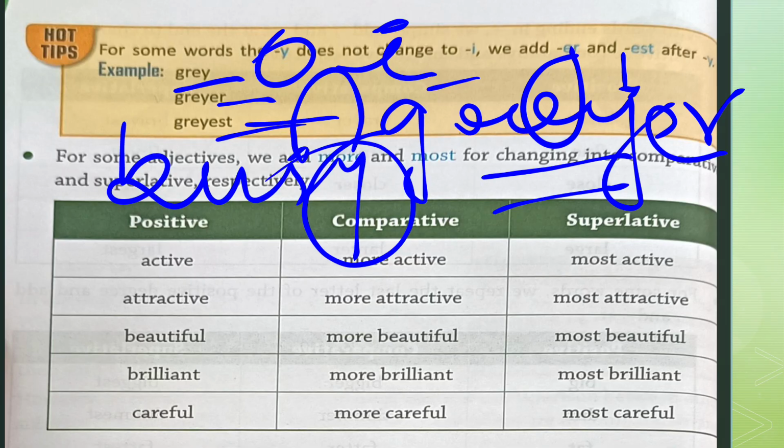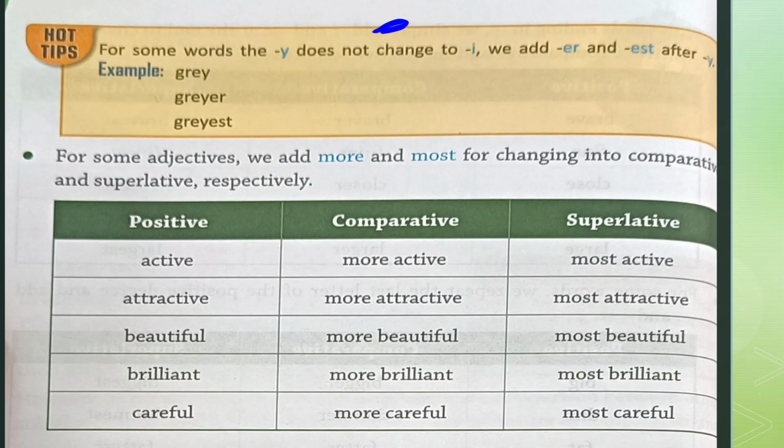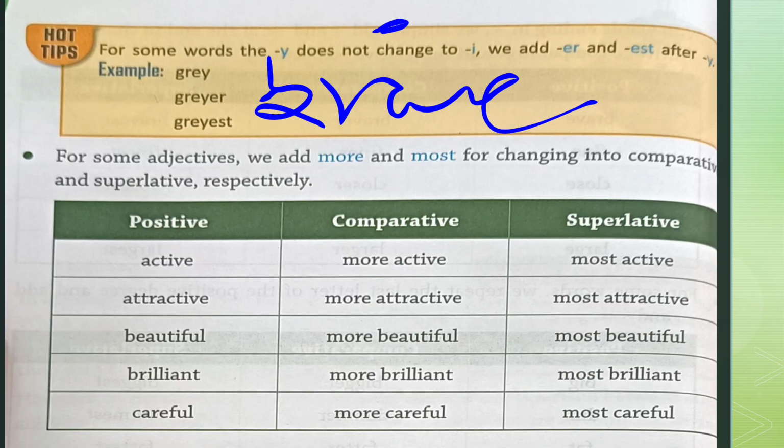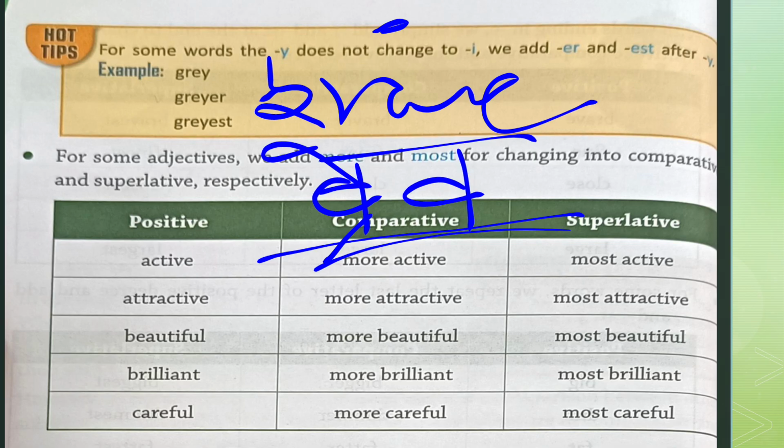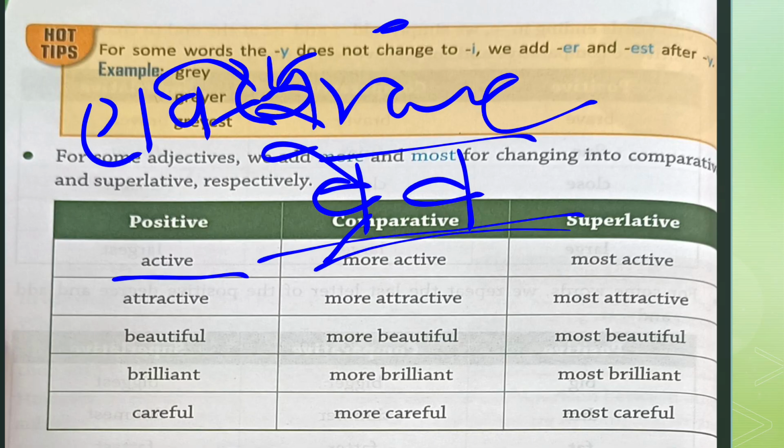Understood? Now look at this. For some adjectives we add more and most. Why do we add them? There is a rule according to syllables. Let me make it clear to all of you. Like I'm writing here, brave. So if you write it, there is braver. Brave has one syllable, right? But look at this, active, more than one syllable here, right? So what we do, we write more active, most active.